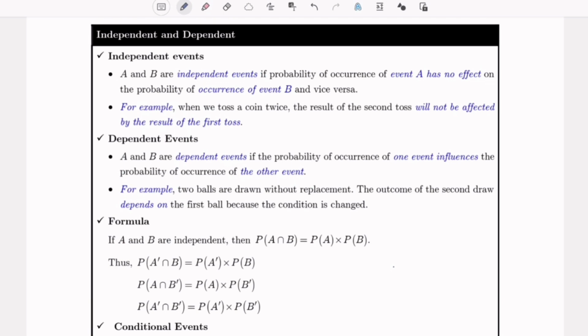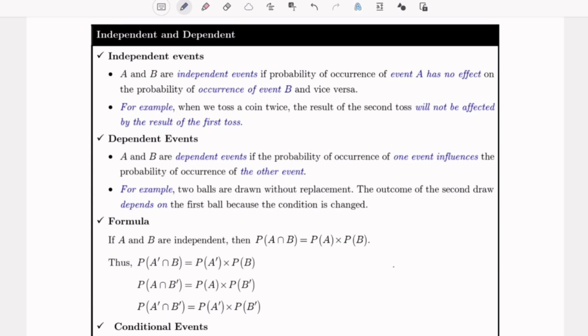Independent events. A and B are independent events if the probability of occurrence of event A has no effect on the probability of occurrence of event B and vice versa. For example, when we toss a coin twice, the result of the second toss will not be affected by the result of the first toss.